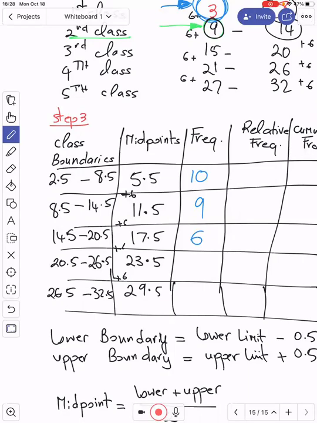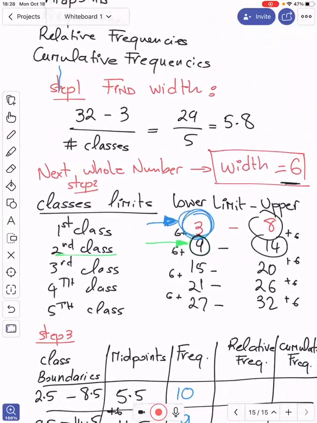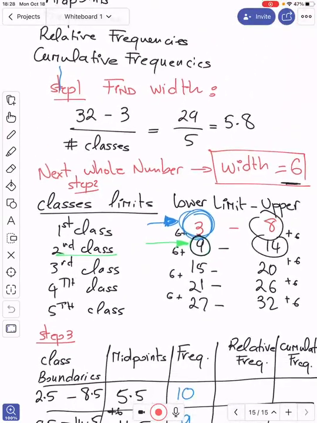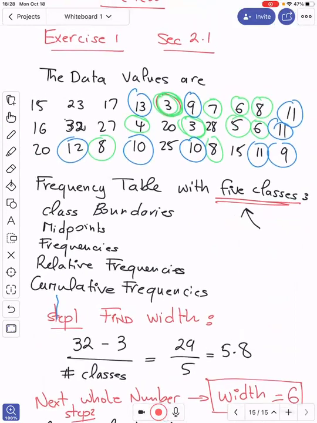So for the fourth class, that's weird. For the fourth class, it's between 21 and 26. Let me check. Between 21 and 26, there's 23. 21 and 26 both are included. And there's a 25. Yep, and that's it. Oh, no, you're right. I have 2. Okay, yeah, 2.